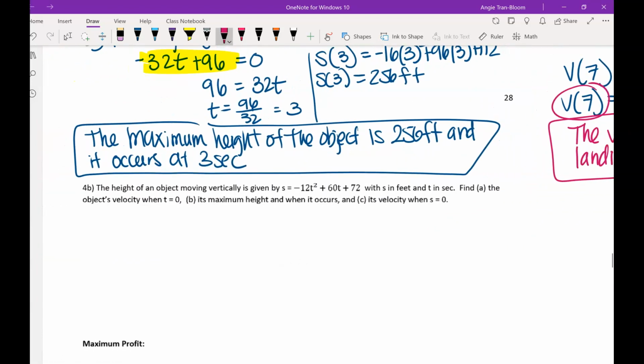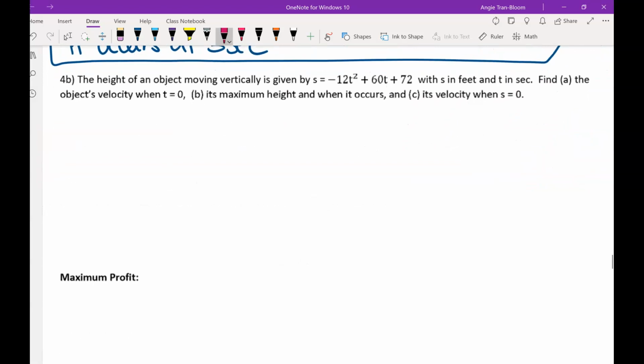Let's go to example 4b. The height of an object moving vertically is given by s equals negative 12t squared plus 16t plus 72, with s in feet and t in seconds. So very similar. Find part A. I'm going to ask you guys to do that for me and then write out a complete sentence. So find part A, the object's velocity when t equals 0. Please work that out. Let me know what the answer is. Show me all the work. Write a complete sentence. And then part B, similarly, I want you to work that out.